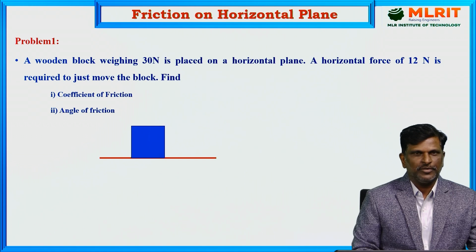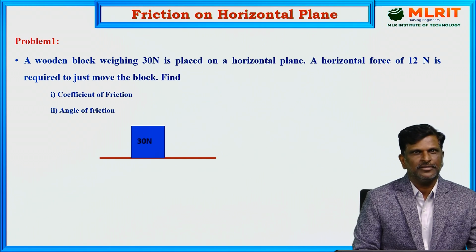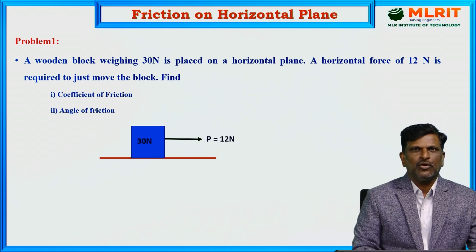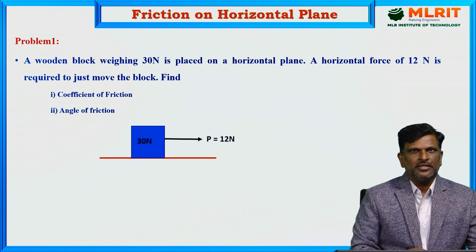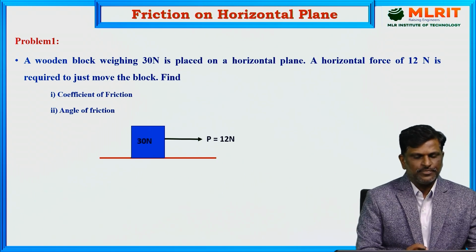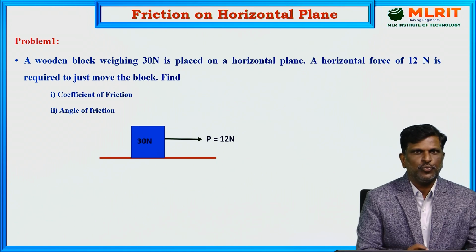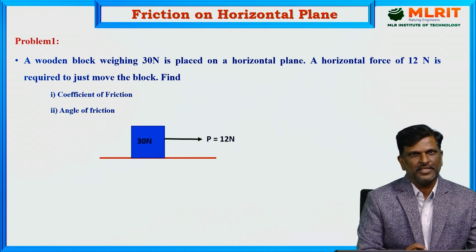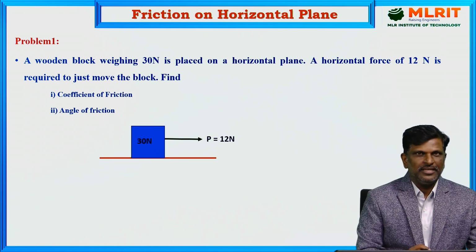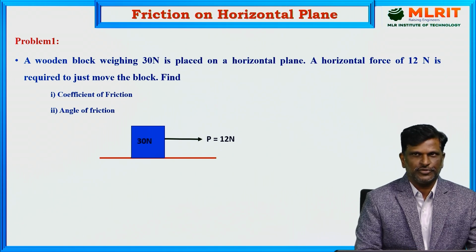This is the problem. The given diagram is a block of weight 30 newtons resting on a horizontal plane, and a force of 12 newtons is acting horizontally. The 12 Newton force is just about to move the block. The body is still at rest under the action of the 12 Newton force.